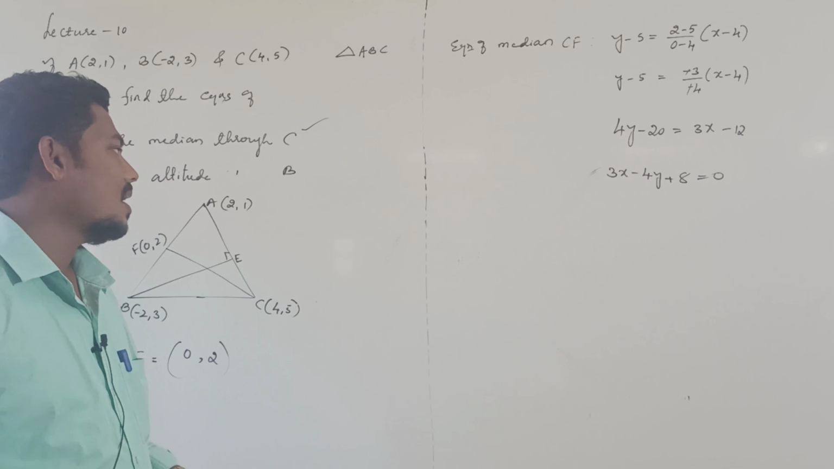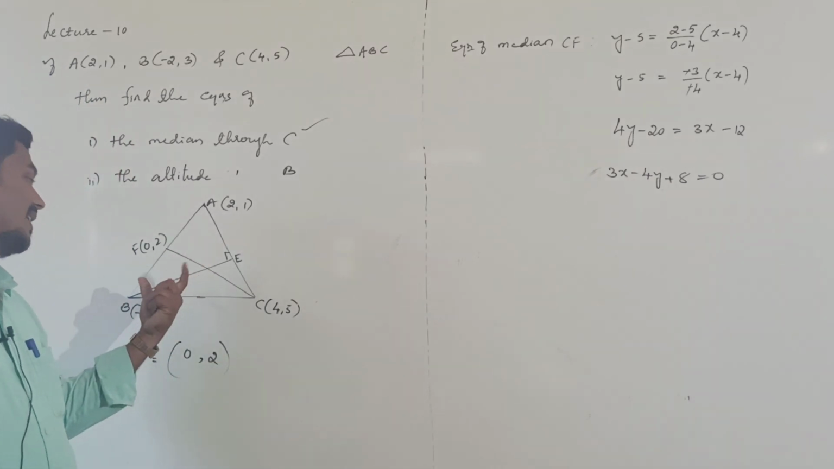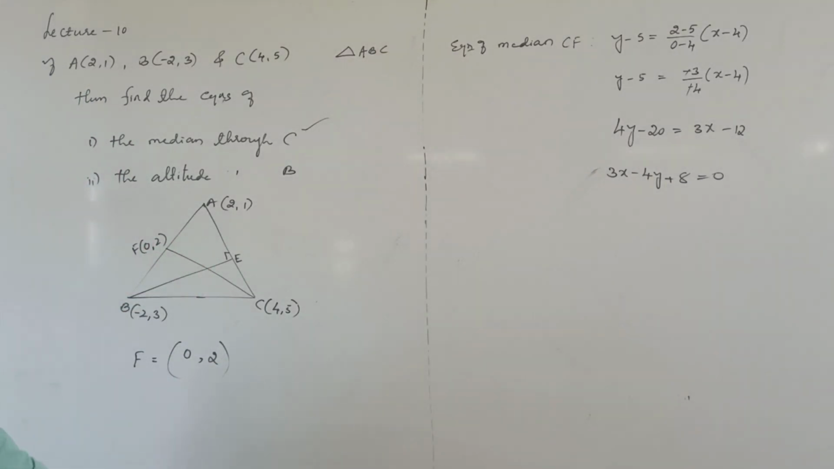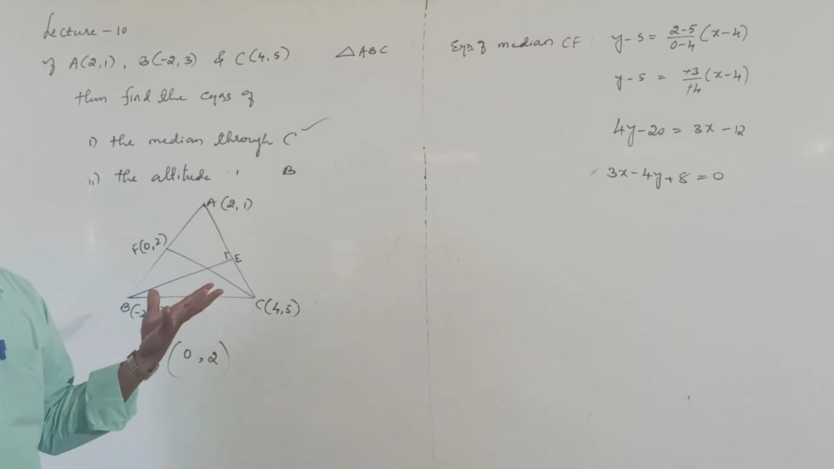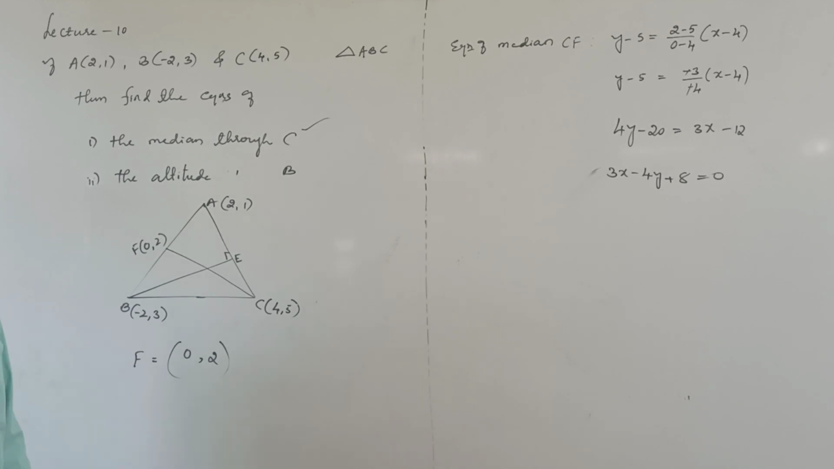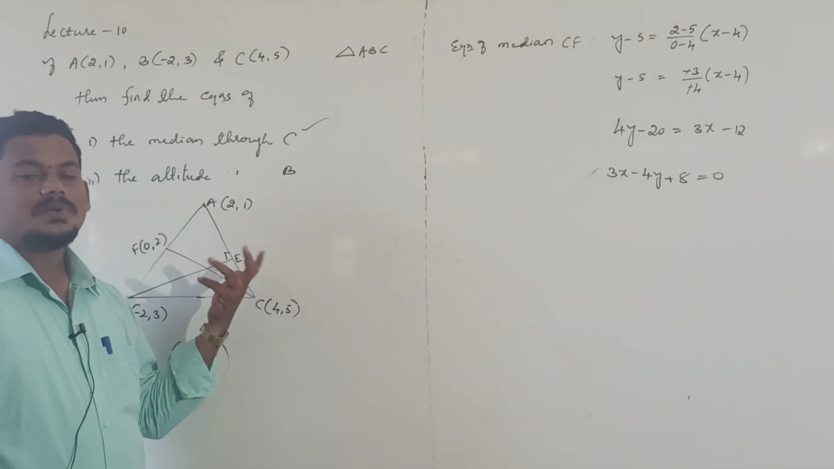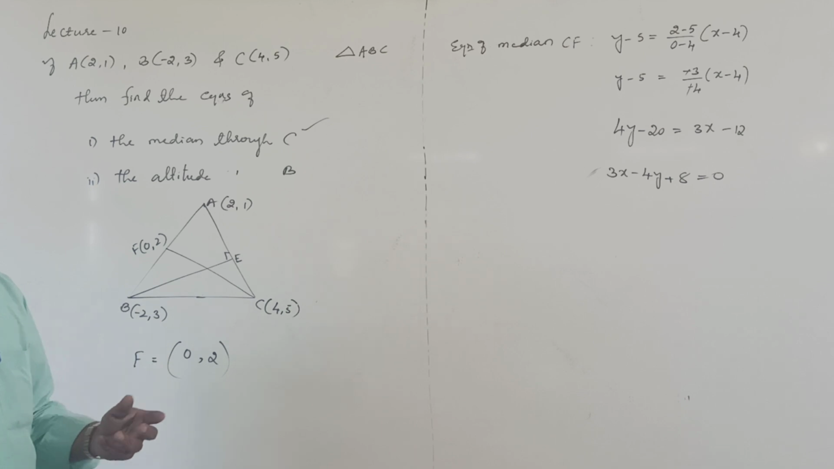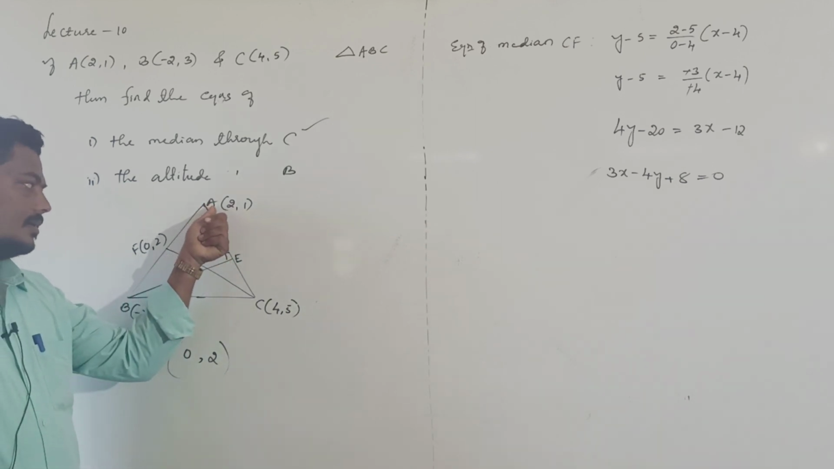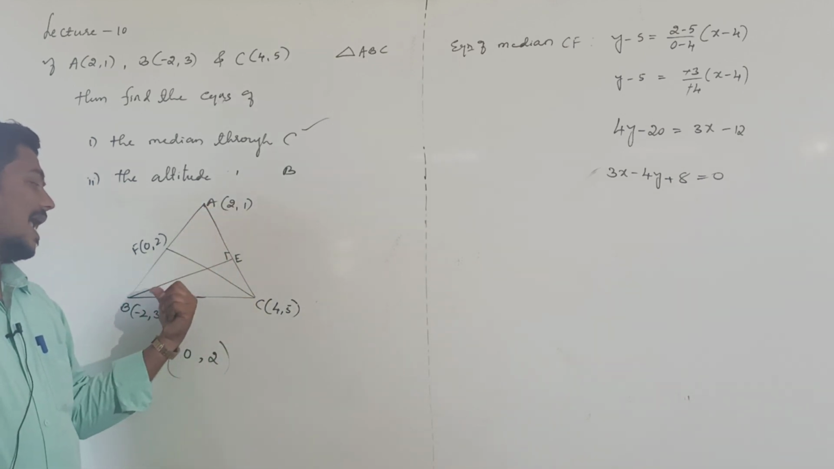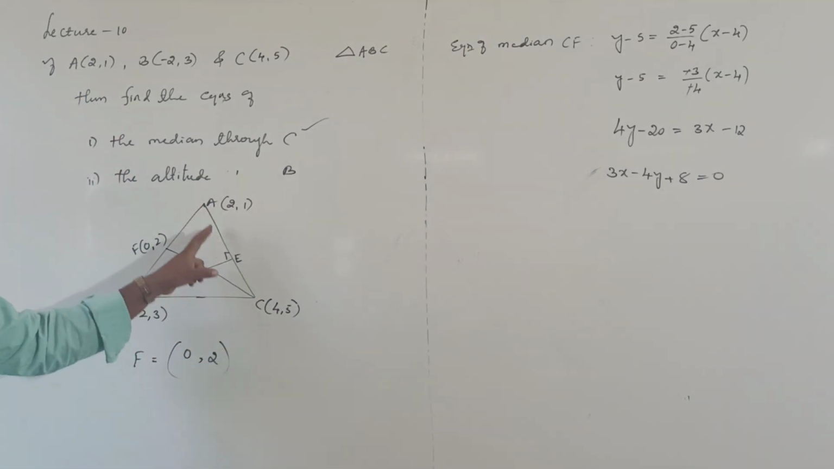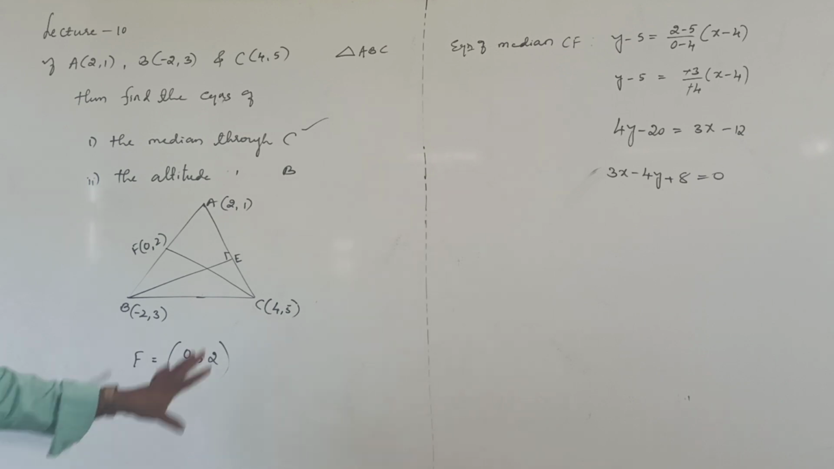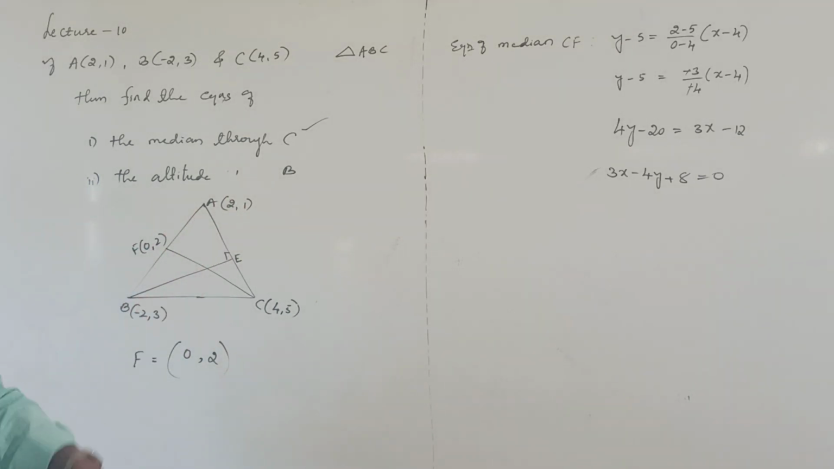After that, how to find the equation of altitude BE? In this case, we don't know the coordinates of E, so it is not possible to find its coordinates. If it were a midpoint, then we could find it. But one condition they have given. Clearly, altitude means it is always perpendicular to AC. Just find the slope of AC. By using the slope of AC, we can find the slope of BE, using the perpendicularity condition, right?